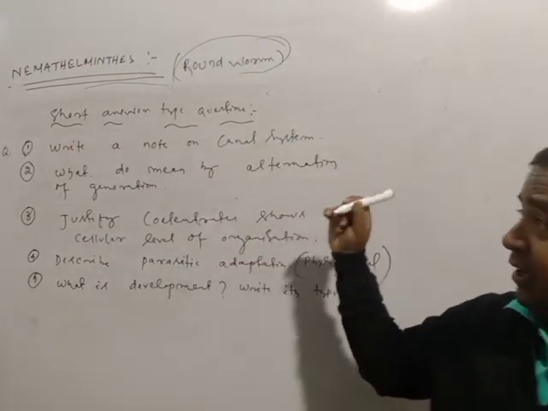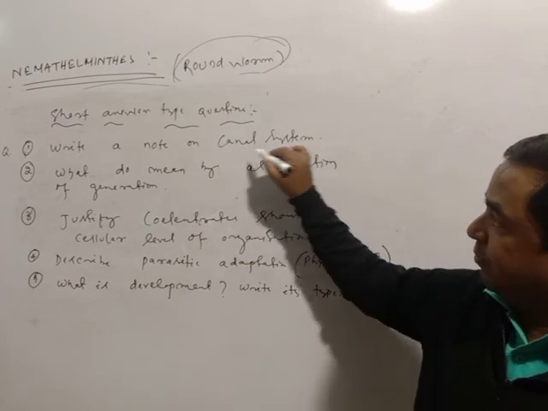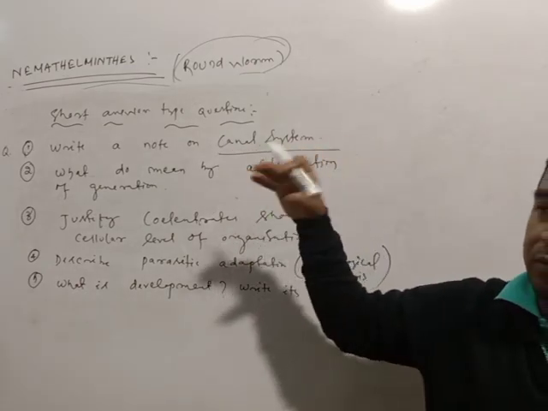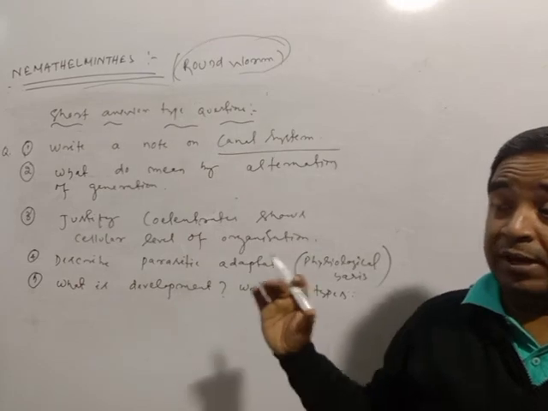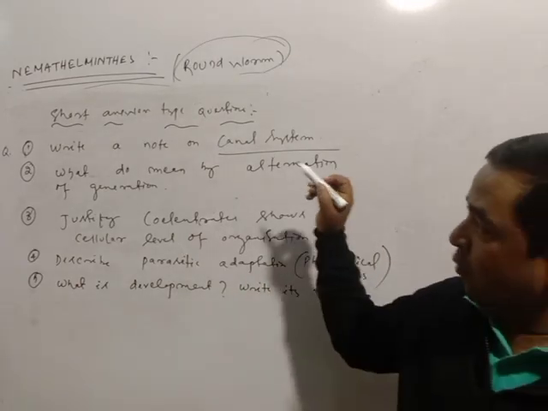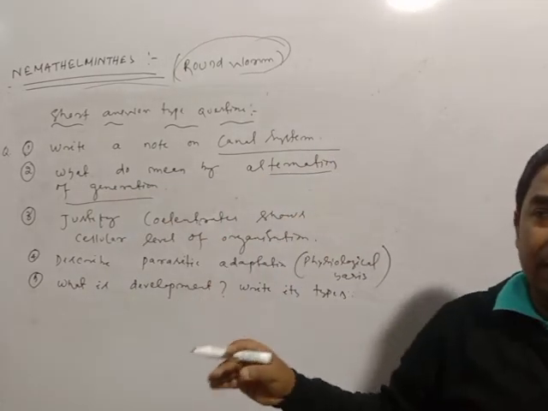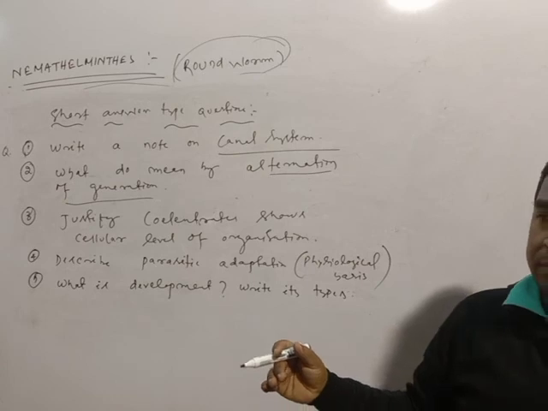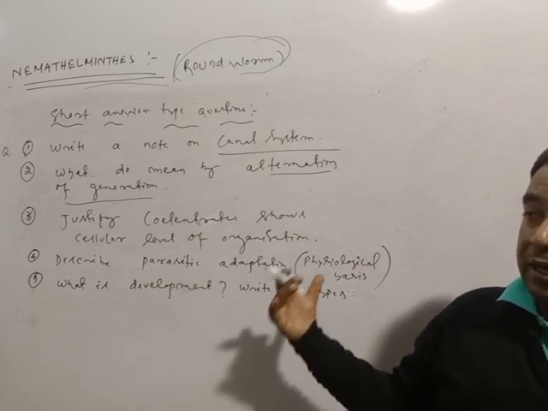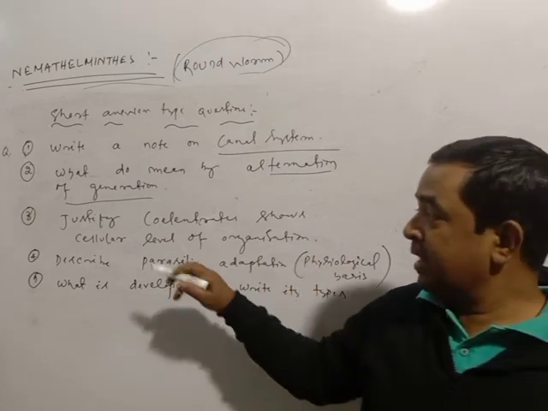Last class, a very short answer type question. Write a note on canal system. So what is canal system? Where is it found? What is its significance? What are its different types? What do you mean by alternation of generation? It means in which animal alternation of generation is found, and how its mechanism takes place.